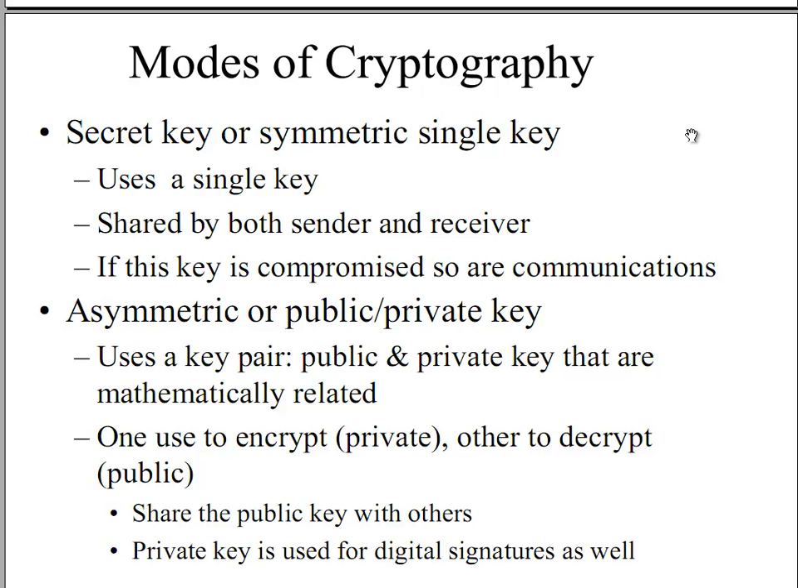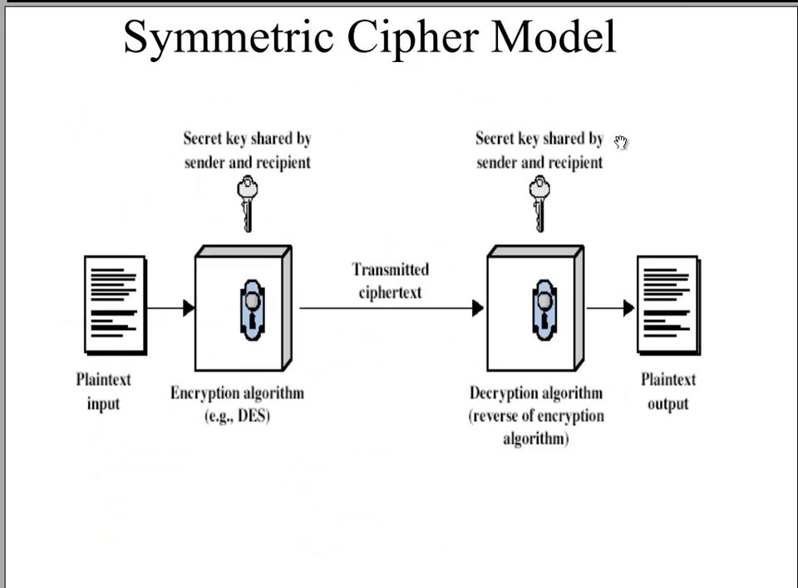The second and newer form of encryption is called asymmetric or public-private key. Asymmetric encryption uses a key pair. It creates a public and a private key that are mathematically related. We want to share the public key with others so they can send us encrypted messages that only we can open with our private key. Our private keys are also used to create digital signatures as a way to authenticate a message.